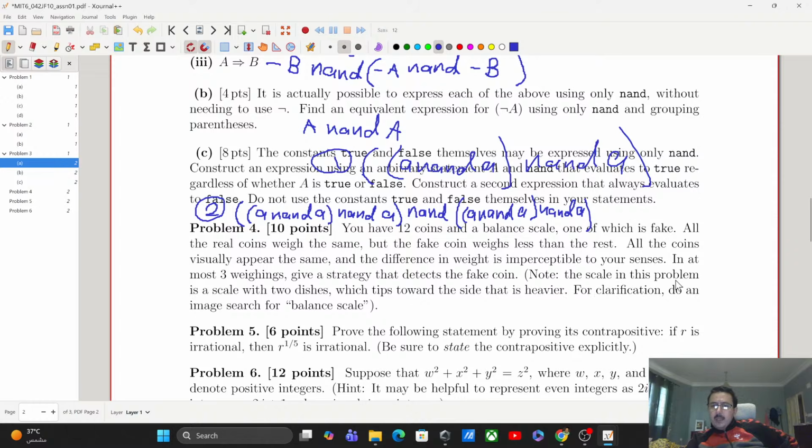Note the scale in this problem is a scale with two dishes, which tips towards the side that is heavier.